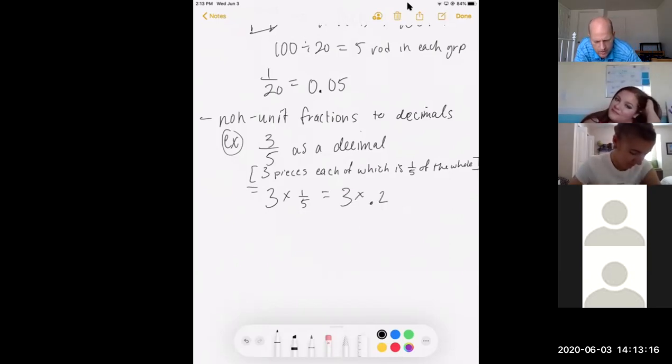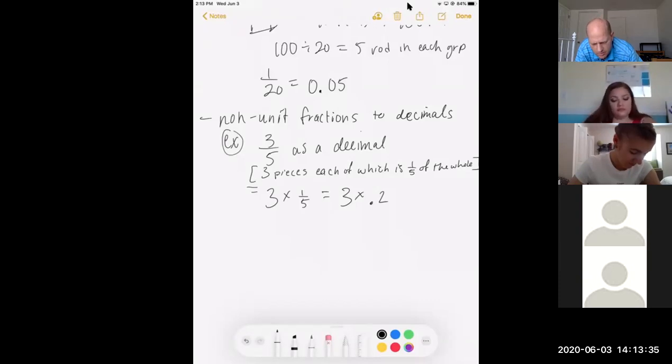And so when you want to convert in your mental math or on paper, converting 3/5 to a decimal, a non-unit fraction to a decimal, you take the unit fraction, convert it to a decimal like what we did, and then you multiply that unit fraction by the amount of pieces there are in the numerator.